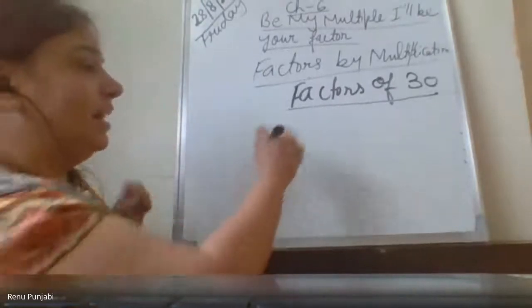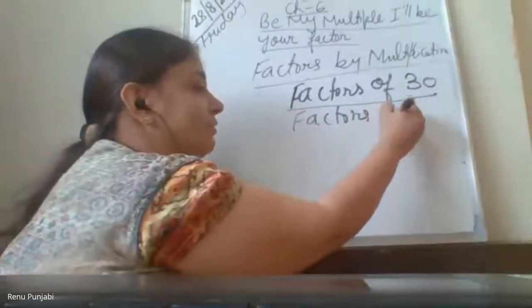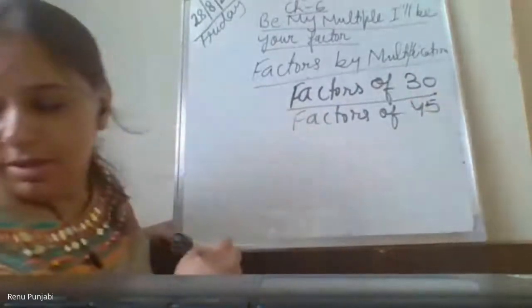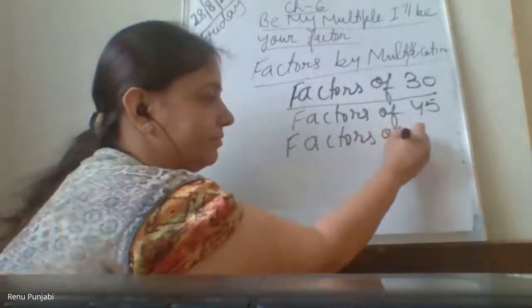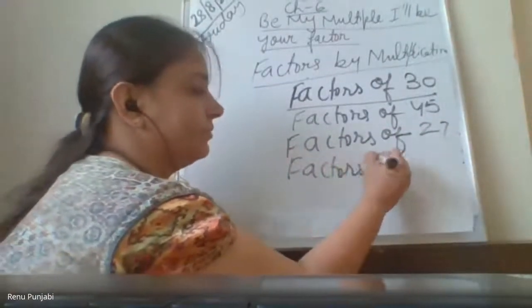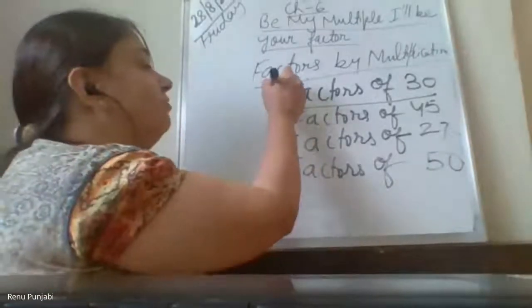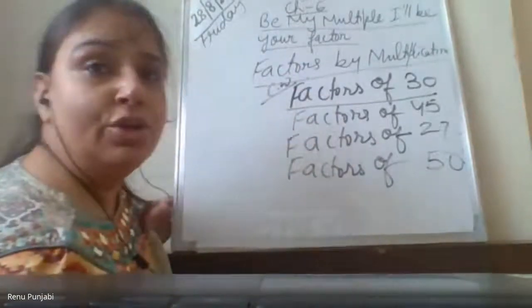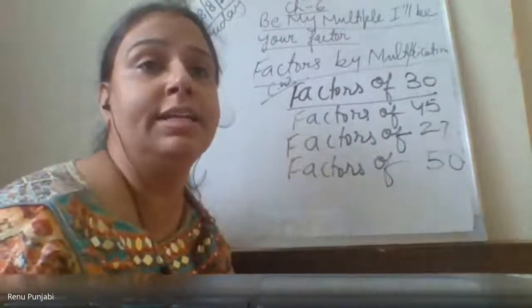Those who have done 30 will find the factors of 45, then the factors of 27, then the factors of 50. This is your classwork today. Homework I will send in the Google form. Solve it in the notebook and write the final answer in the Google form.